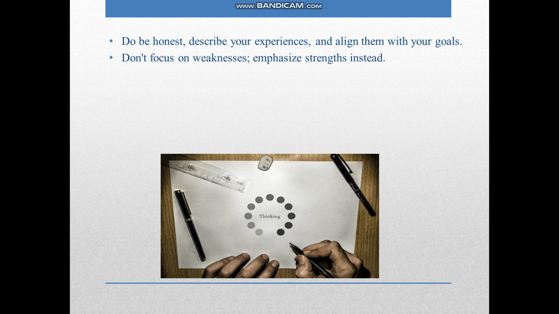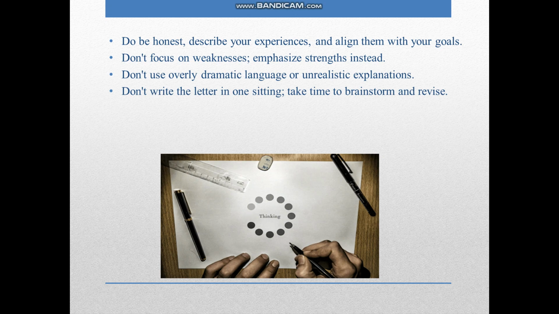So, as we said before, you have to be honest and describe your experiences and align them with your goals. Don't focus on weaknesses; emphasize strengths. Don't use overly dramatic language or unrealistic explanations. And don't write the letter in one sitting. Don't just come to your desk, start writing your letter, and then say, I'm done. This is it.